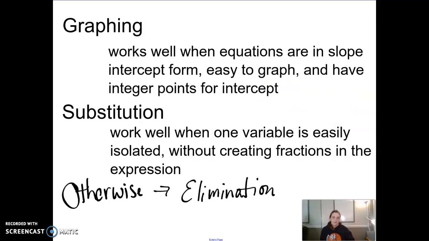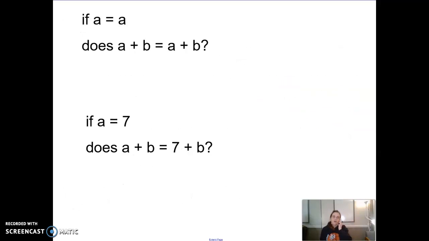So let's look at elimination. Before we get too far, I want to remember this truth we learned earlier in the year. If A equals A, which is kind of a silly statement, does A plus B equal A plus B? And the answer, of course, is yes. That's a silly question. And we remember that this is the addition property of equality that tells us this.